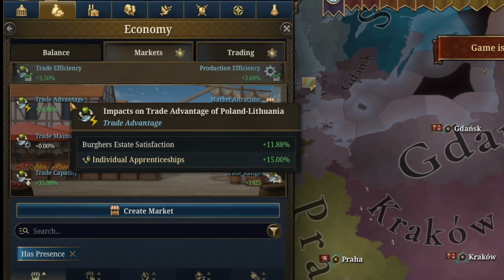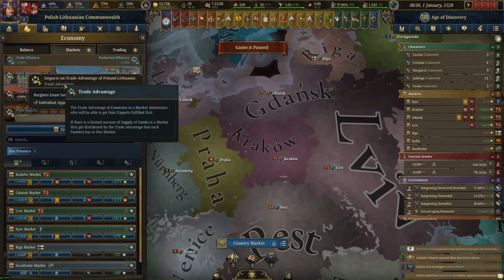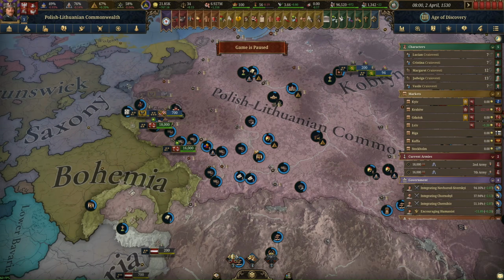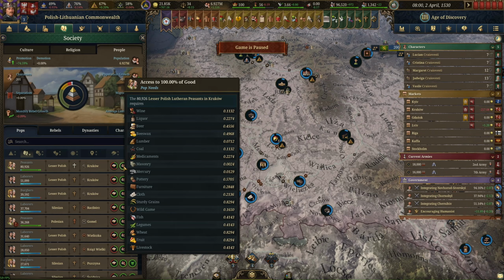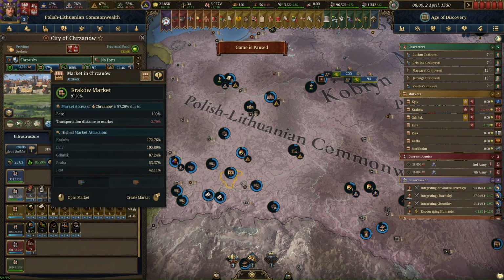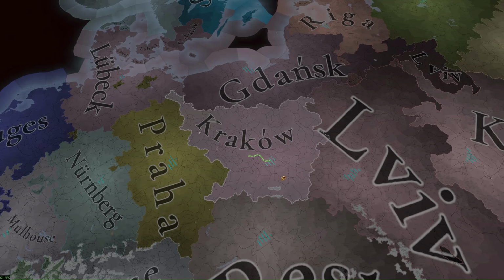The second extremely important statistic is trade advantage. It determines which country can export from a given market first. However, this statistic has no effect on local distribution inside a market. First, the market satisfies internal needs, which include the needs of the population living there and all raw materials required for buildings, whether for maintenance or production. And the order here is determined by market access, as I mentioned earlier. Only after these internal needs are met, if any surplus remains, it can be exported.